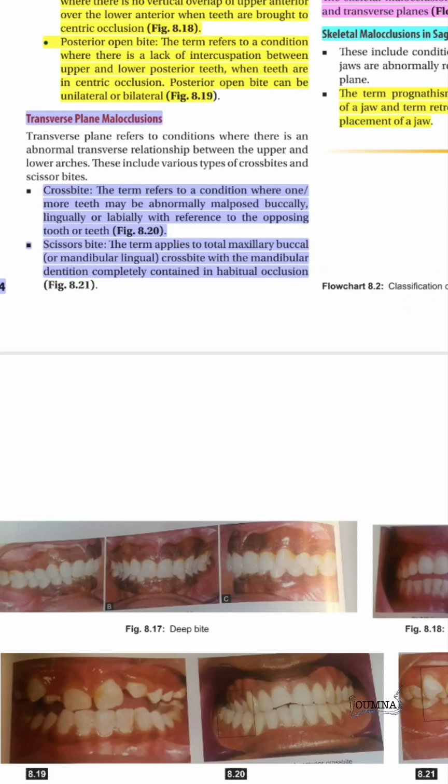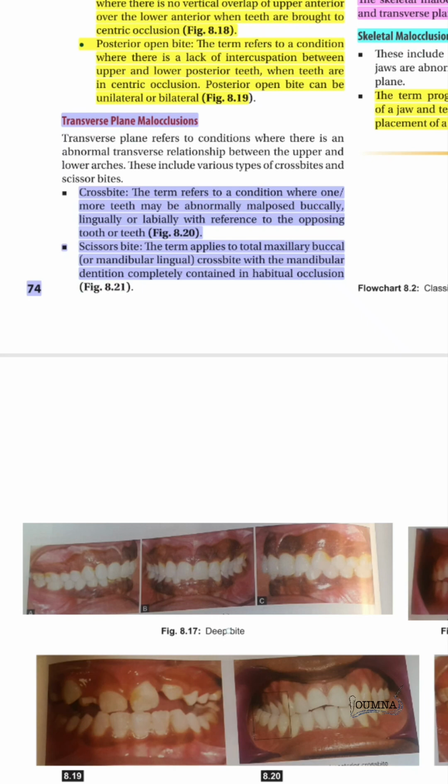The transverse plane is concerned with the width of the arch. If it changes, we will get what is called a cross bite, which is defined as when one or more teeth are malpositioned buccally or lingually. The reason for that is that there is tilting in the tooth itself, or there is a change in the width of the arch.